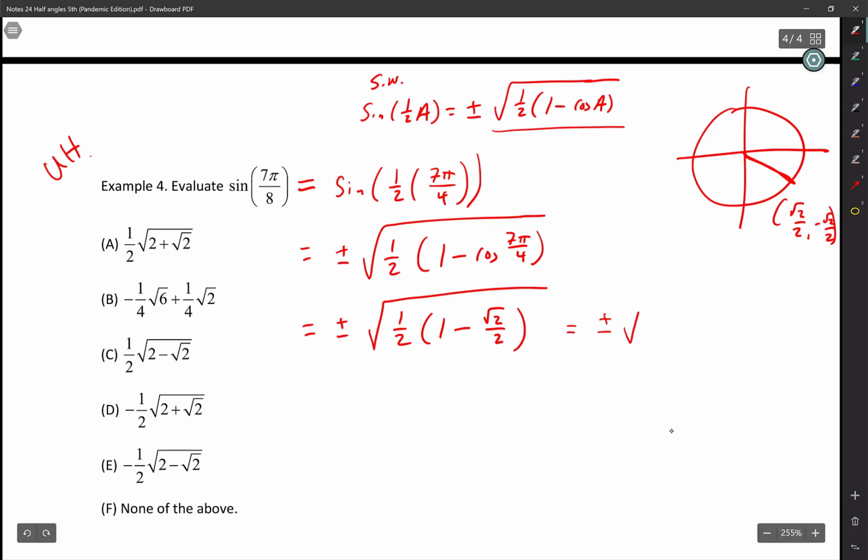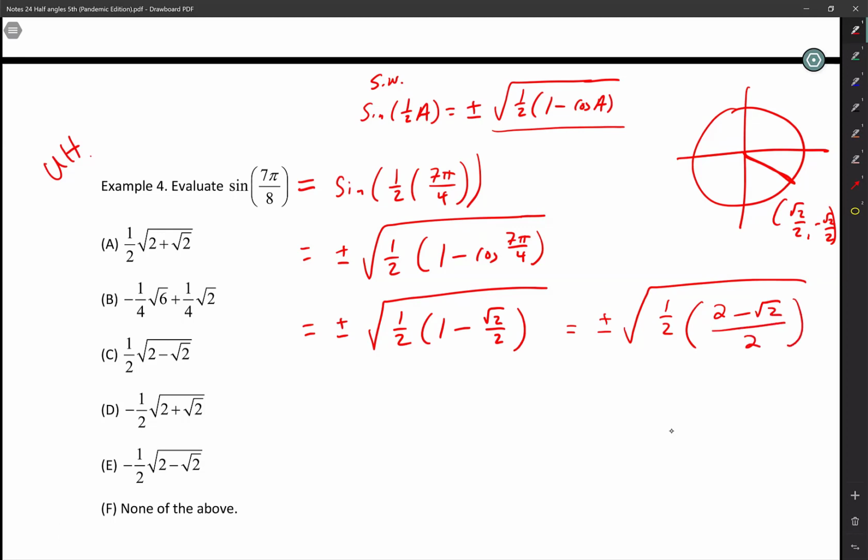Plus minus square root of 1/2, and I can turn that 1 into 2 over 2. So I'm going to write it like this: 2 minus square root of 2 over 2. And I'll wait for you guys to catch up.